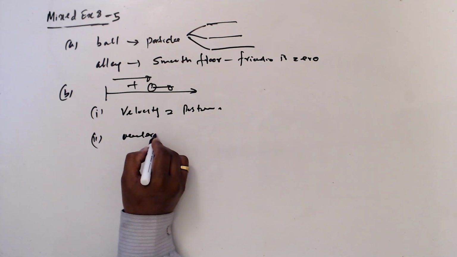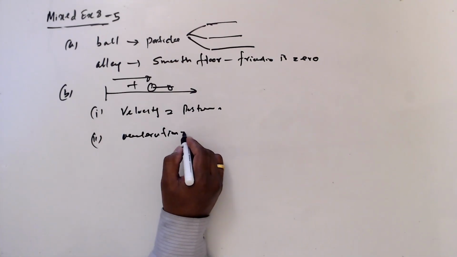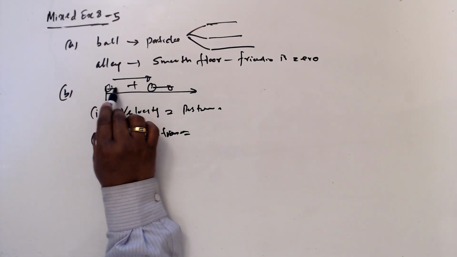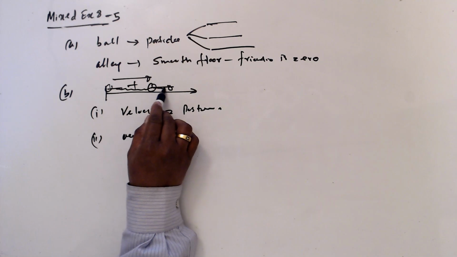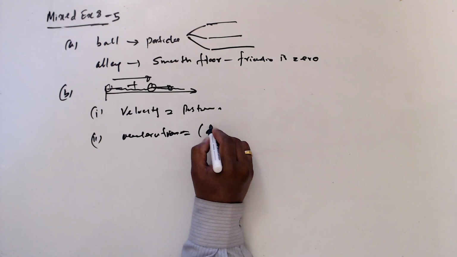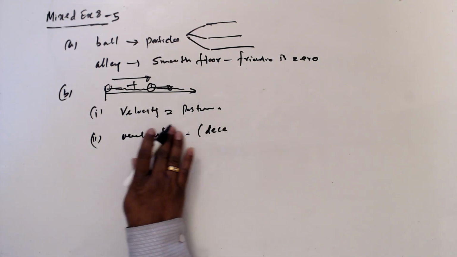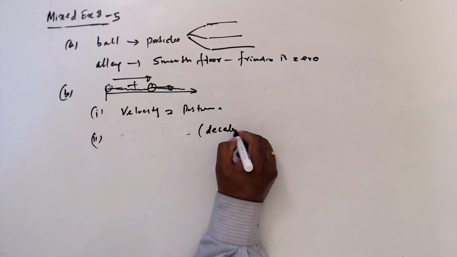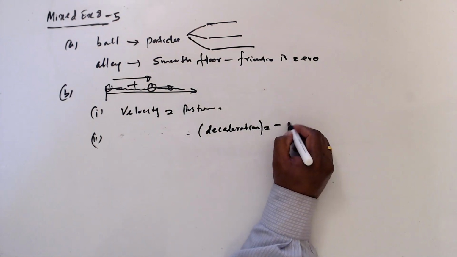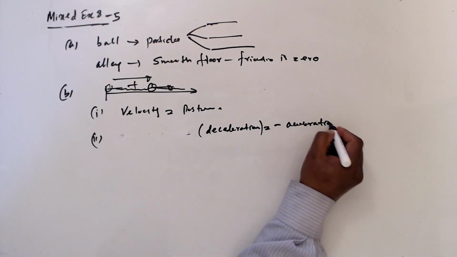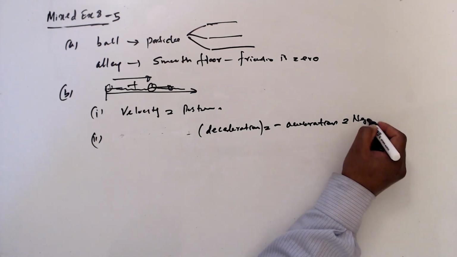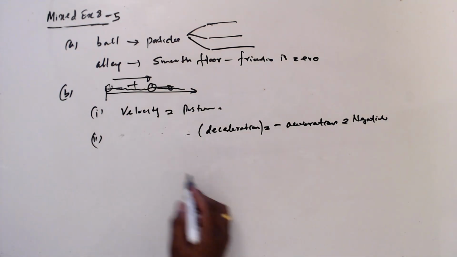Then the acceleration. What is really happening when you throw a ball from here? The speed is getting lower and lower. So it is not acceleration, it is deceleration. Deceleration means negative acceleration. So the acceleration is negative.